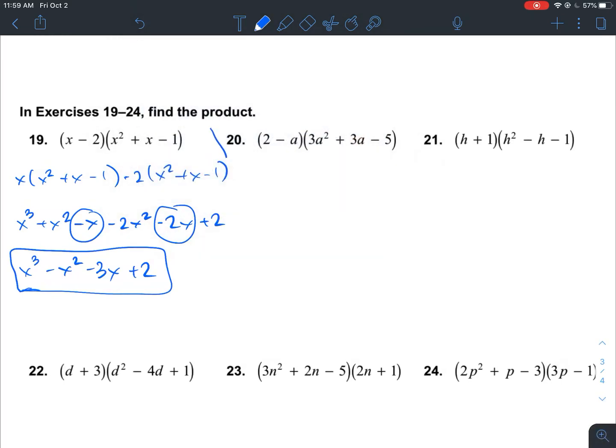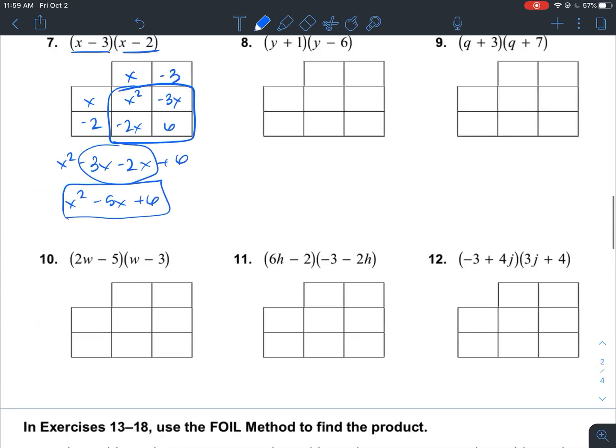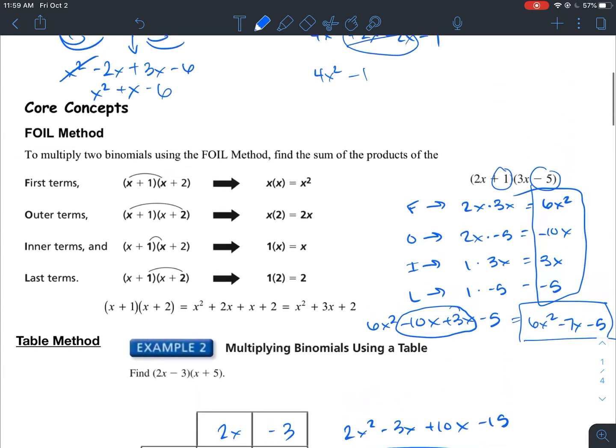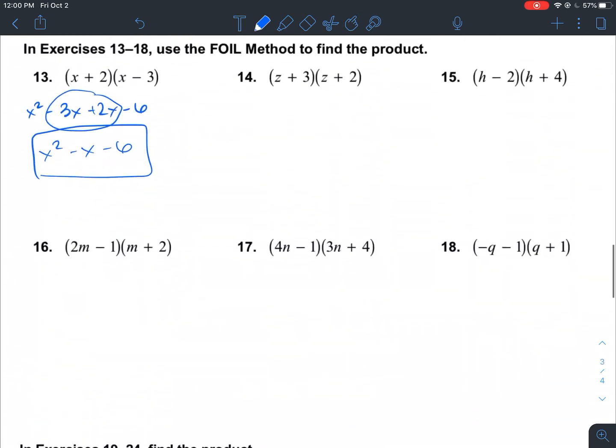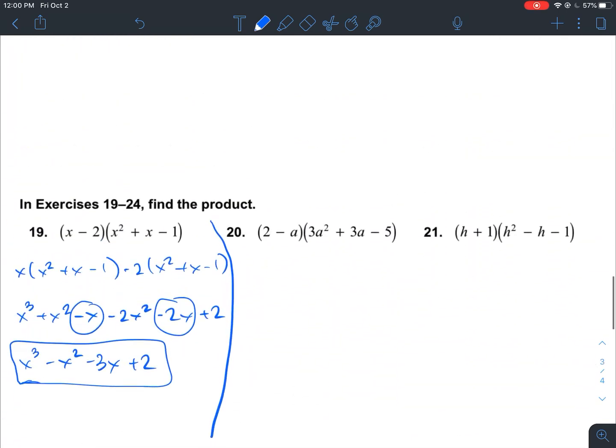For 20, I'll use the FOIL method, okay? So the FOIL method's a little bit different because, like up here, it just means that there's going to be more inner terms that we need to multiply together because we have a trinomial instead of a binomial. But still follow the same rules. So let's multiply the first terms together. That's going to be 2 and 3a squared. So it's going to be 6a squared.